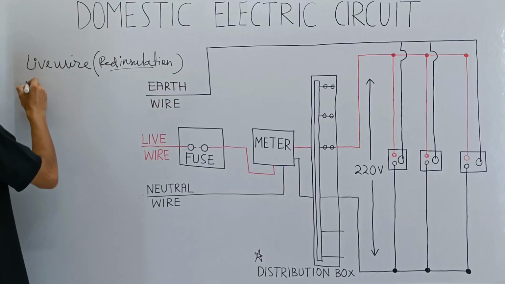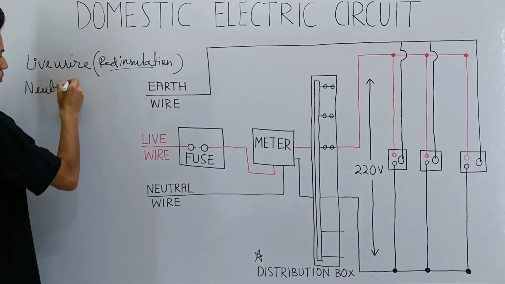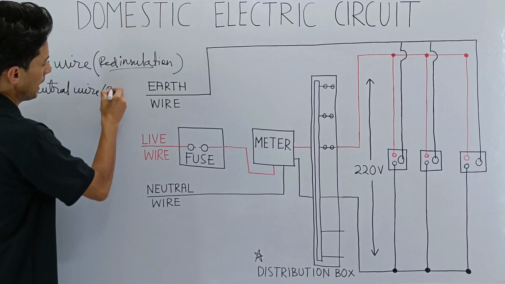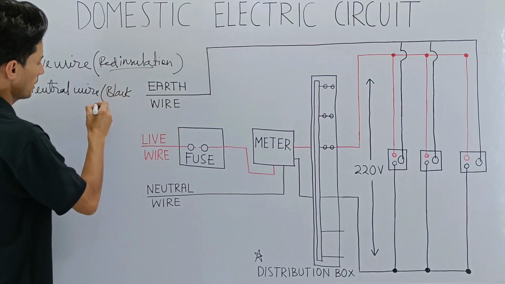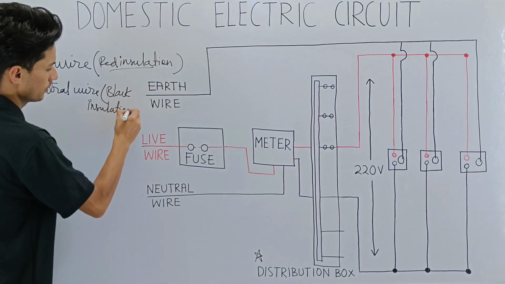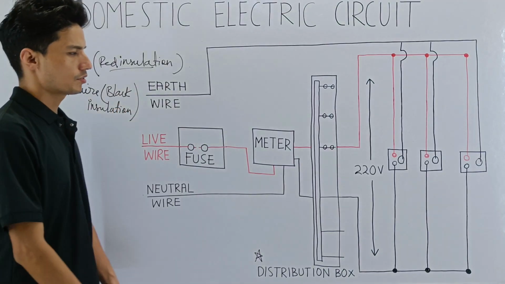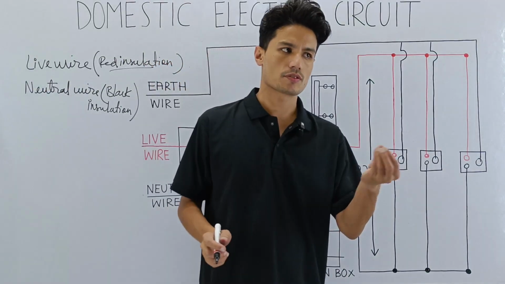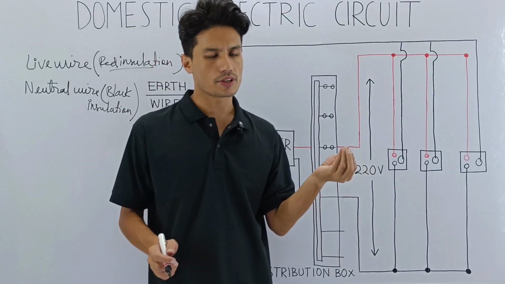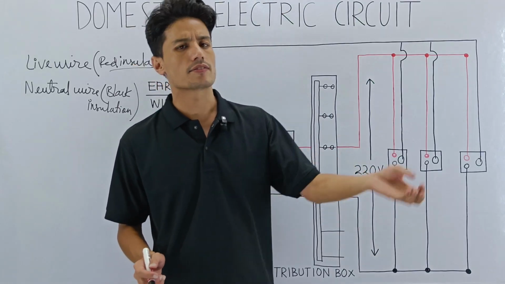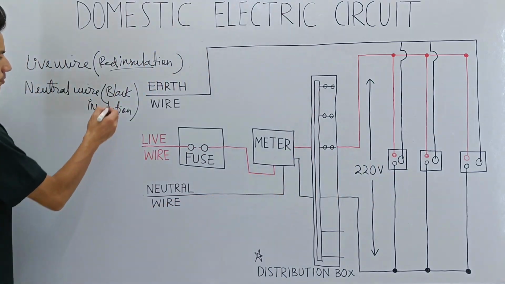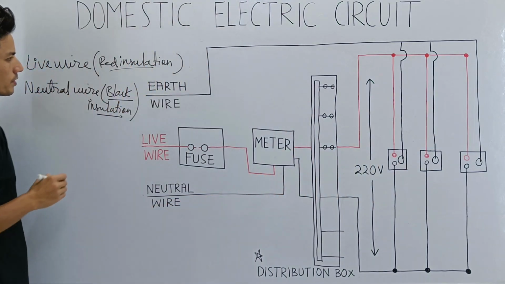Then the neutral wire is given black insulation, so that it will be easier for him to differentiate from which wire positive current is flowing and from which wire the negative current will be flowing. So black insulation and red insulation.